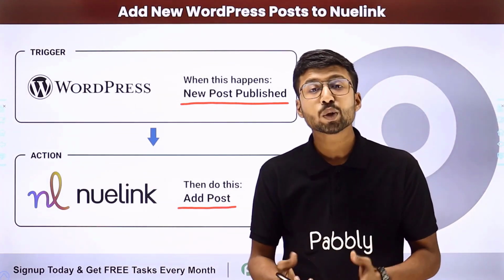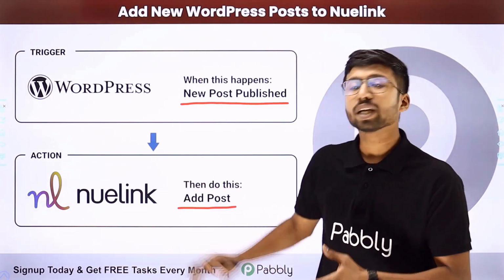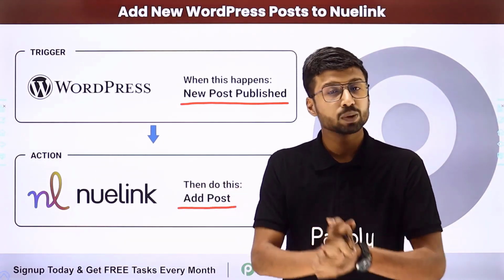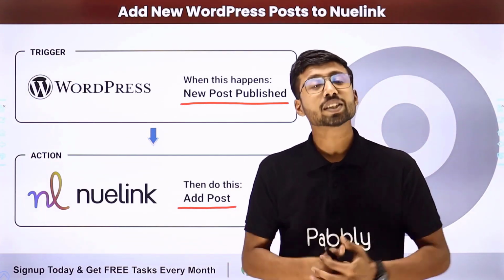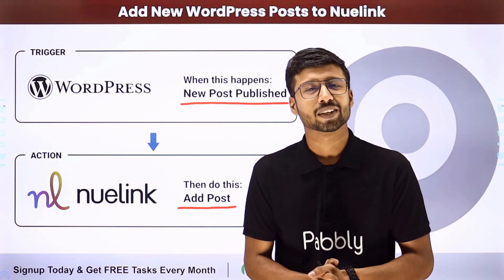And also we are going to add the title of that post as the caption of that image. And using Nuelink, you can schedule that image to be posted on your multiple social media platforms automatically. So how can you set up this automation and use it? To know this, you have to come with me to my screen.